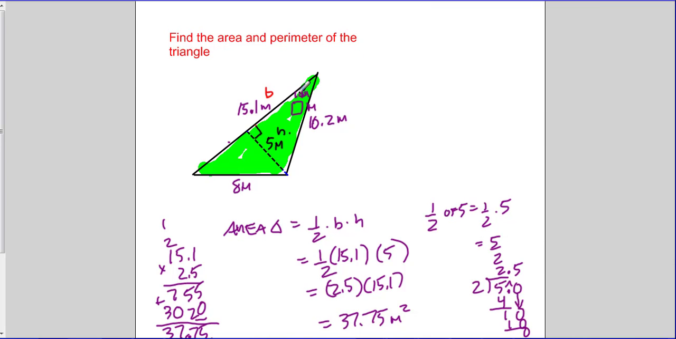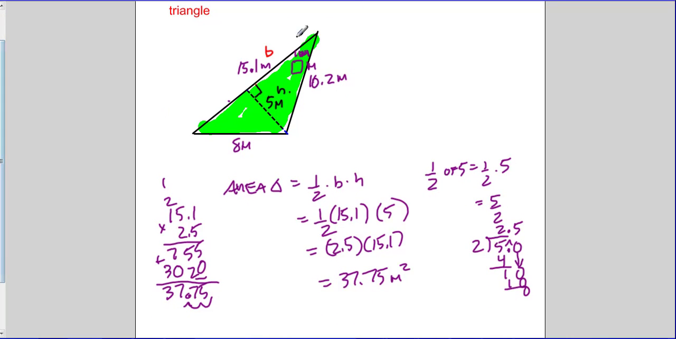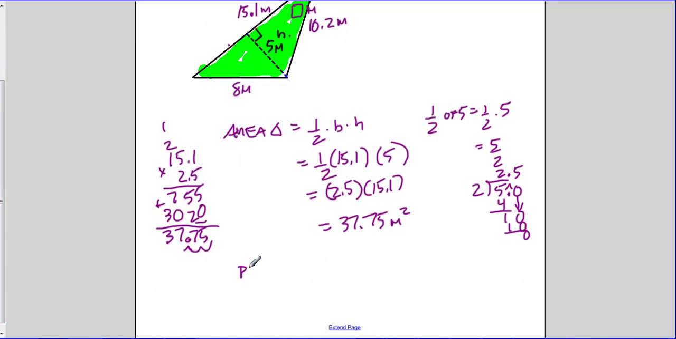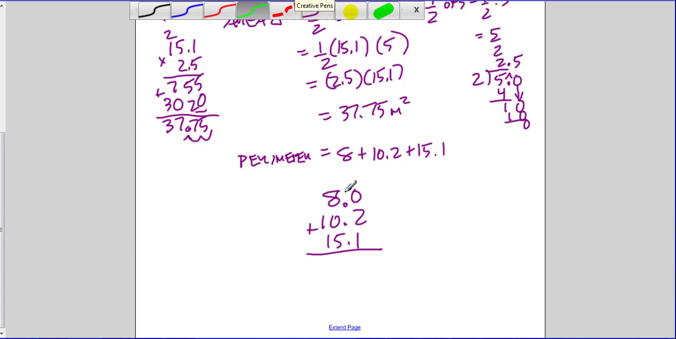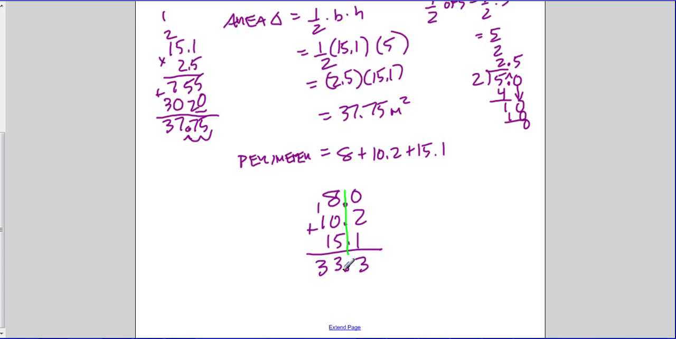The perimeter is the length around the figure, or the sum of the sides. So the perimeter of the triangle equals 8 plus 10.2 plus 15.1. After the 8, there's a decimal point. Line your decimal points up because you're adding. Add a 0 placeholder after 8. Now this is like 80 plus 102 plus 151. Bring your decimal point straight down. That's 3. 8 and 5 is 13. Carry a 1.